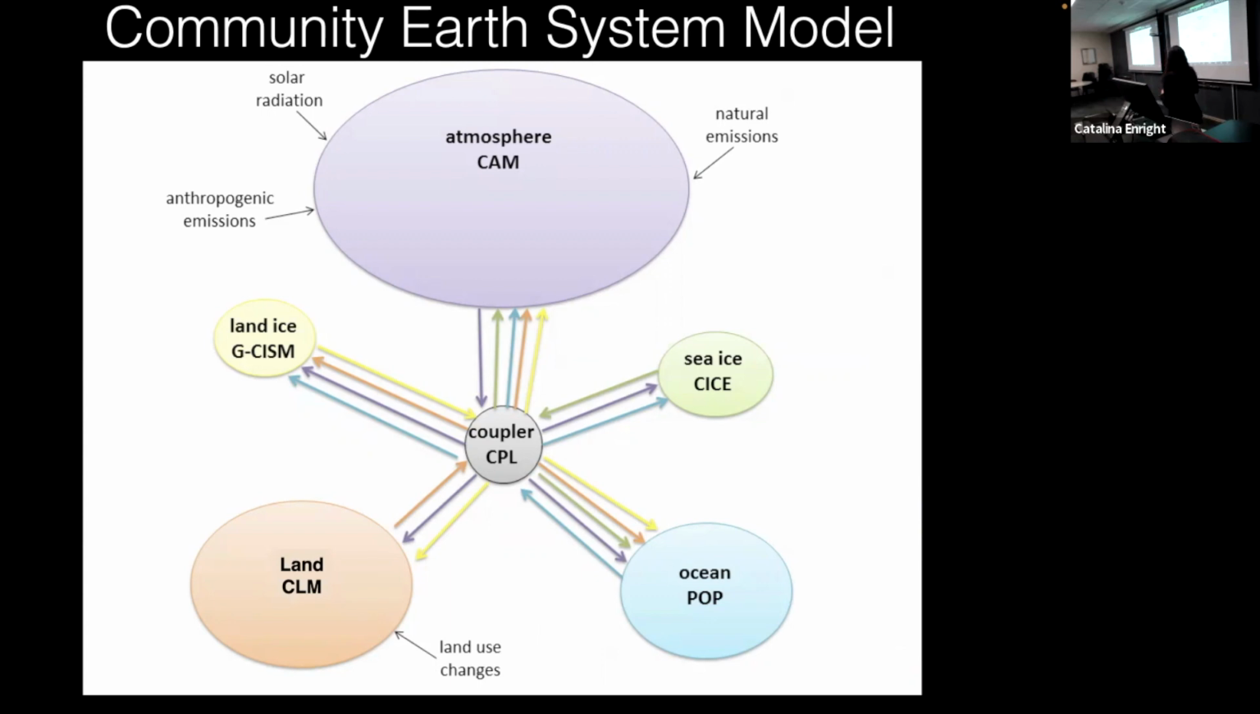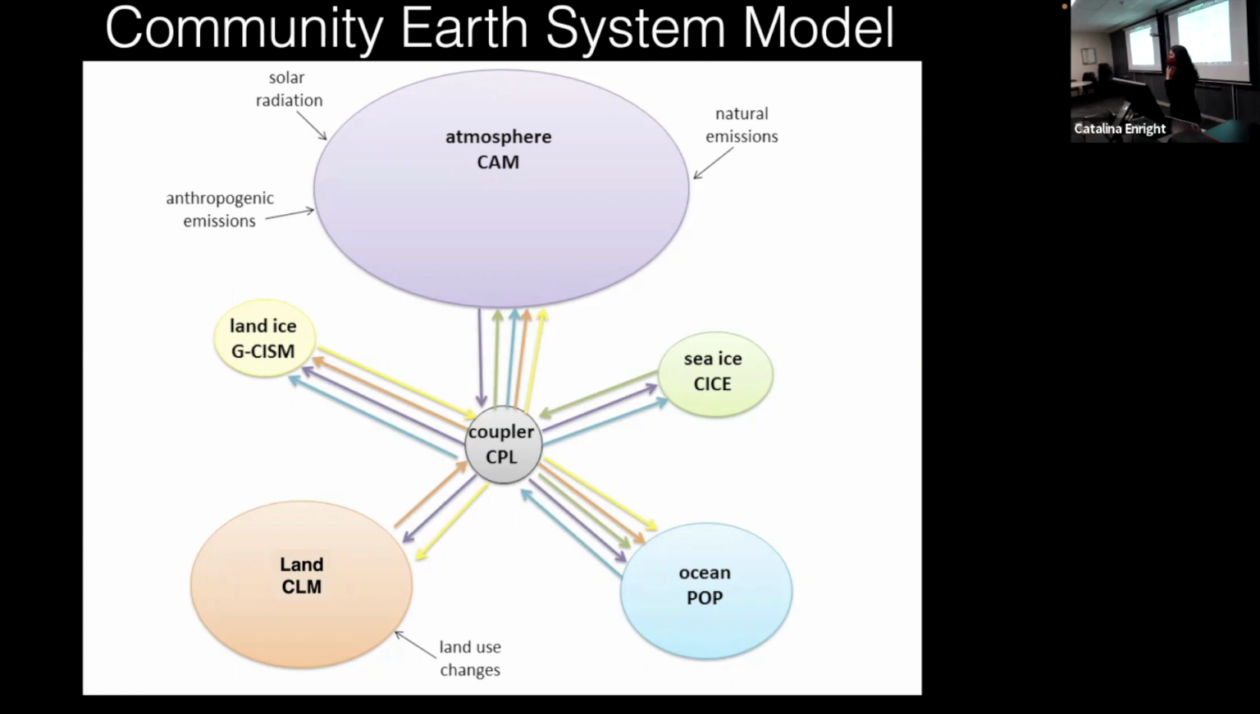So I use the Community Earth System Model. And as Ying said, this is one of the large global scale Earth system models. It contains all of the different components of the Earth system, or many of the components of the Earth system. So it contains the atmosphere, the land ice, the land, ocean, and sea ice, and they're all connected through a coupler. So that's what that little ball is in the middle.